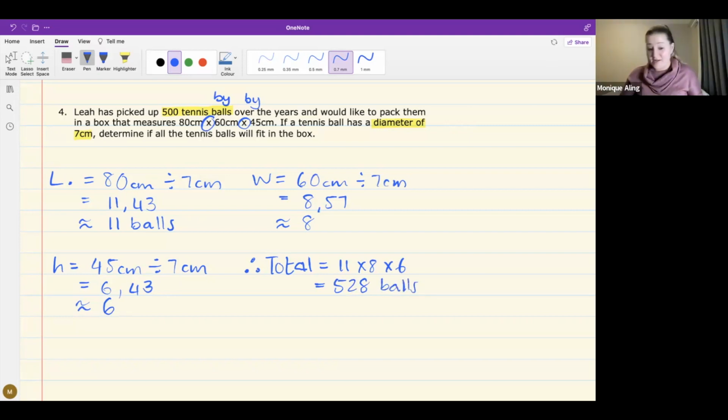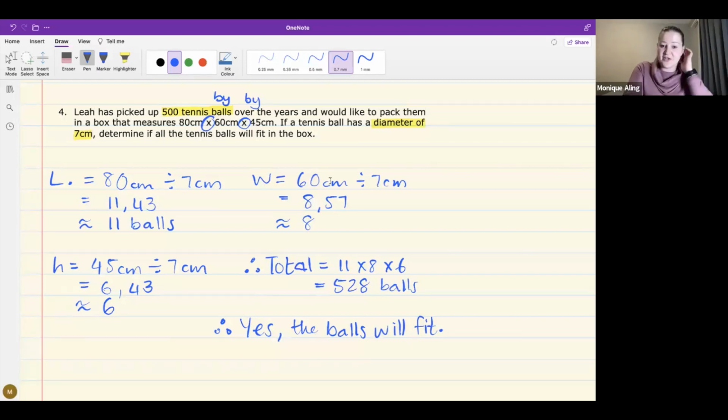And then we need to answer the question, which most of you did remember to do, which is great. Yes, the balls will fit. Because that is what the question is asking. Will they fit or not? Okay, well done.